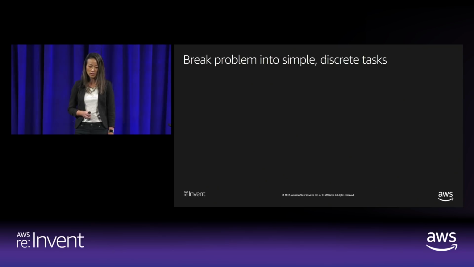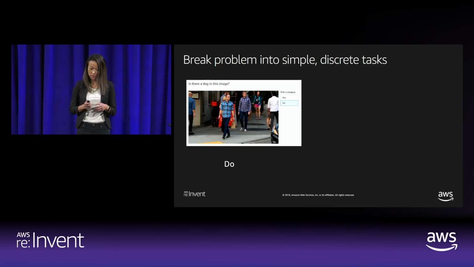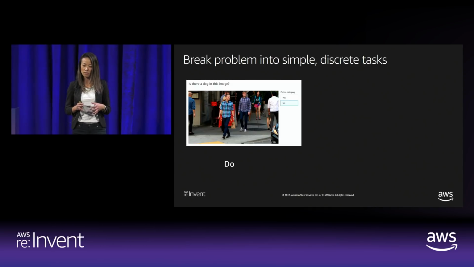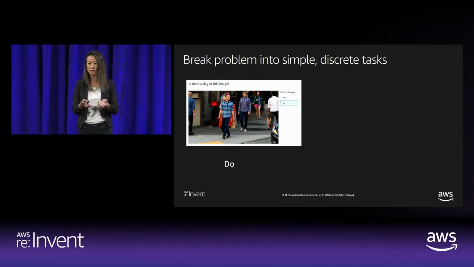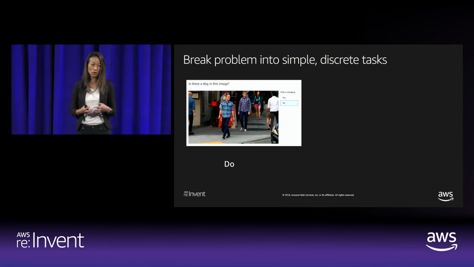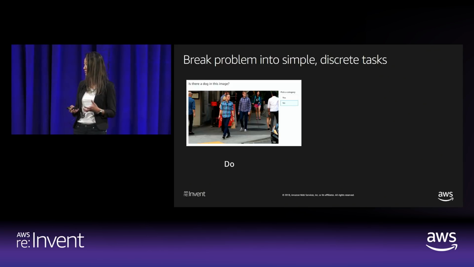So the first best practice is taking the problem and breaking it into simple, discrete tasks. For example, you're looking at an image. This is a simple categorization task, and you're saying, is there a dog in this image, yes or no? And the worker just has to do one thing. It's also using some very basic foundational user experience design best practices, right? Have the action on the right-hand side, and have a very clear call to action.